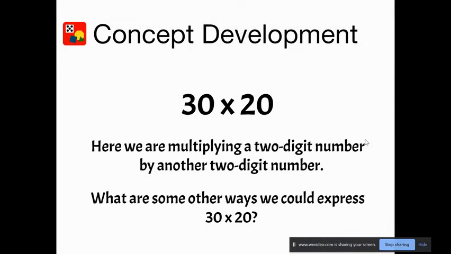Let's get started. We're going to start with 30 times 20. So here we're multiplying a two-digit number by another two-digit number. Now let's think of some other ways that we could express 30 by 20. Maybe we could express it by decomposing one of those two-digit numbers.